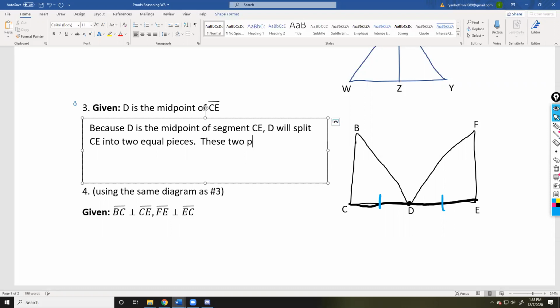These 2 segments, C to D and D to E, must be congruent, since they're the halves of the segment that we're splitting them into, which gives us a side. So if you're doing these right, then your conclusion should be, now we have a pair of sides congruent, or now we have a pair of angles congruent. This is giving us a side.